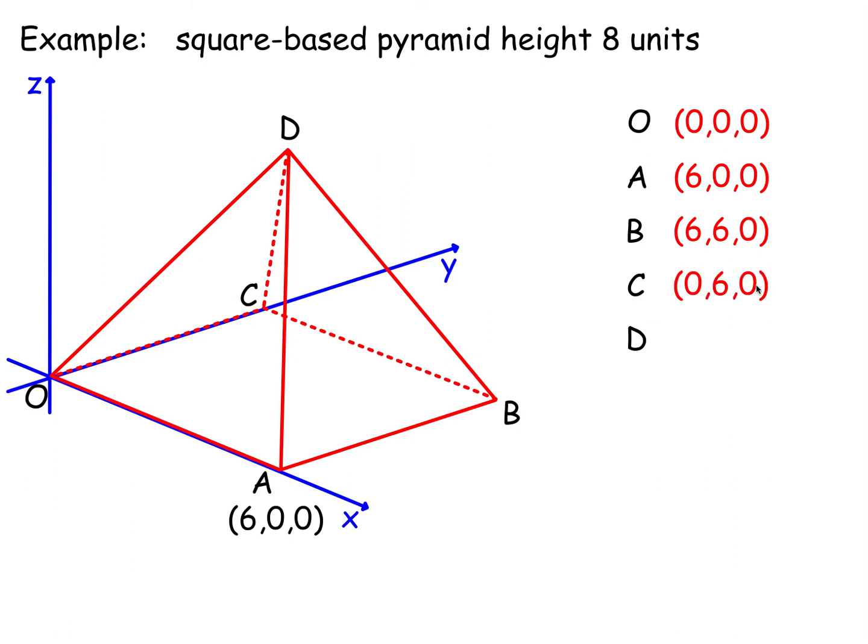Hence it's 060. And finally D is going to be right in the very middle of this square, right above it. It says the height of the pyramid is 8 units. So D has a Z coordinate 8, but it's halfway along OA, 3 units along, and then it's halfway in, half of AB, and then it's straight up. So it's actually 3 in on the X, 3 in on the Y, and then 8 units up. Hence it's 338.